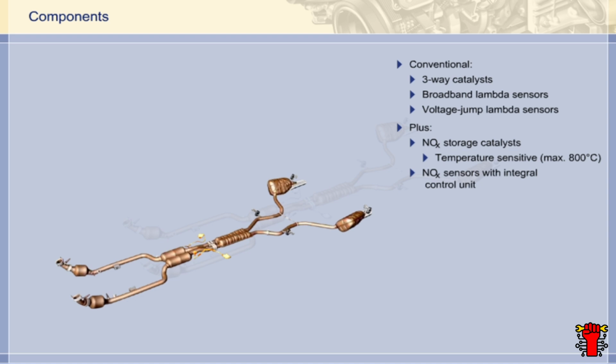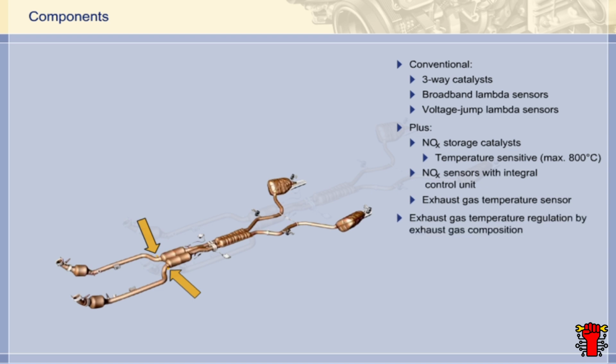Temperatures should, under no circumstances, exceed 800 degrees centigrade, otherwise the catalyst will be destroyed. As a result, 2 temperature sensors in front of the NOx storage catalysts are required. The exhaust gas temperature is correspondingly regulated by means of the exhaust gas composition.